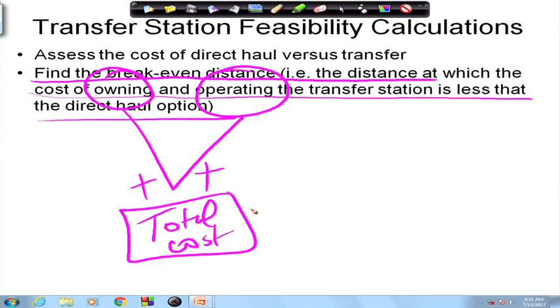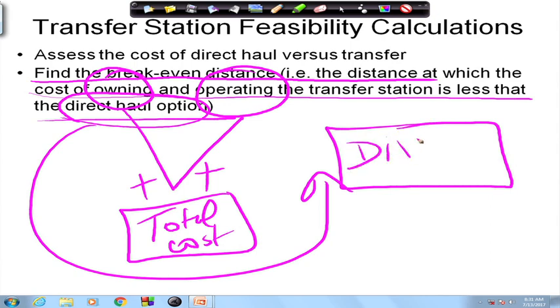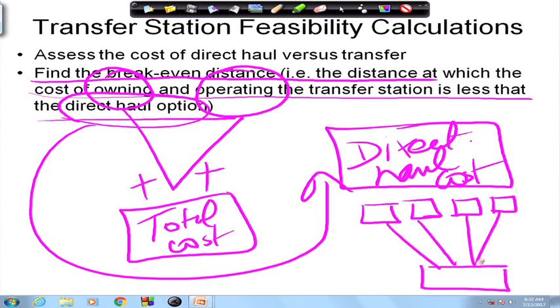Similarly, if this is the direct haul option, that also has a cost associated with it. So you have a direct haul cost, and what is this cost? This cost is the trucks that are being used. We are using these smaller trucks. So we have these small trucks from the different residential areas. And say if this is our landfill location, all these trucks are going to the landfill location.